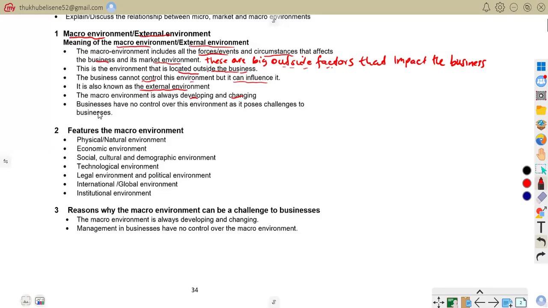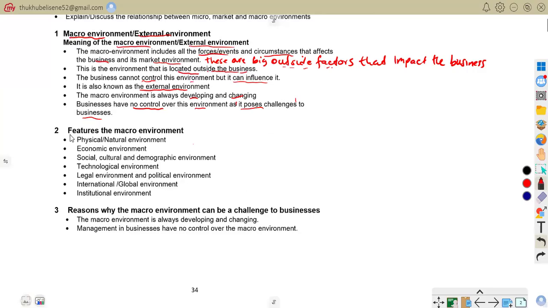The business has no control over this environment, as it poses challenges to the business. Problems from outside affect the business and cannot be prevented. For example, a drought increases food prices. If we have a drought, the prices of food are going to increase. You've got no control, and it imposes a challenge because prices are going to rise. Hope we are still on one page.